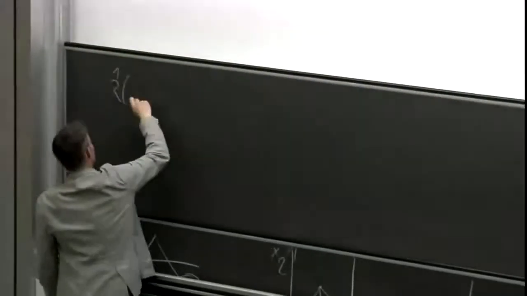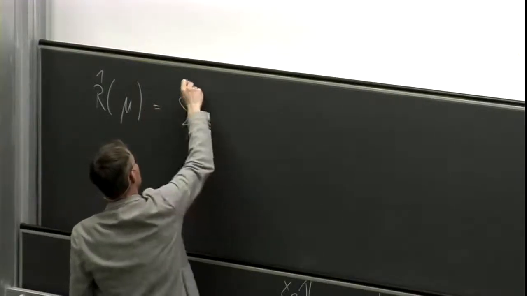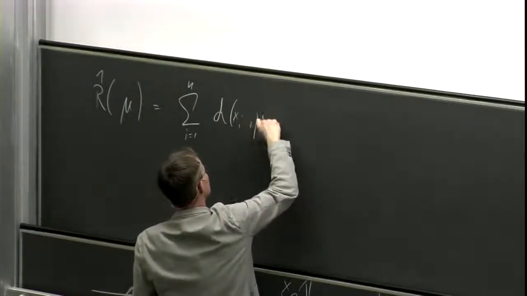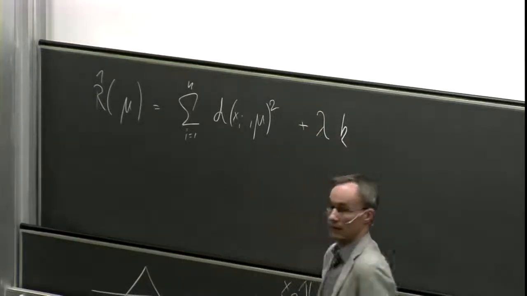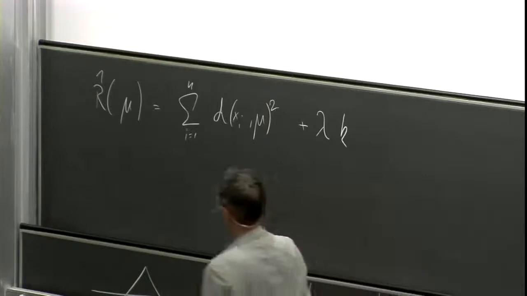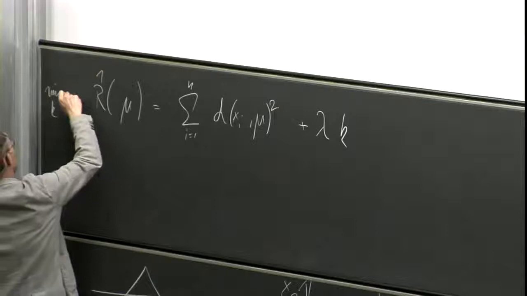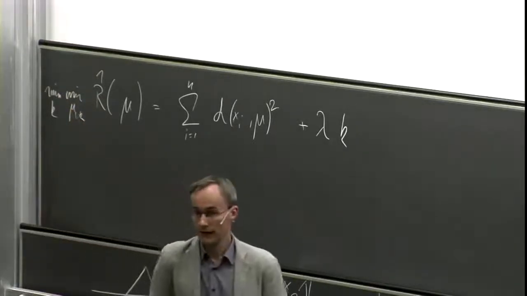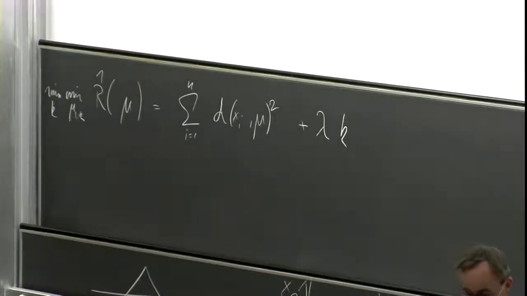I could take as my risk, R hat of mu, to be the sum over i equals 1 through n of the distance of x_i to mu squared, plus lambda times k. And now mu does depend on k. I could say, let me optimize over k, and then inside I optimize over mu_1 up to mu_k. So that's how you can think about regularization in the context of k-means.